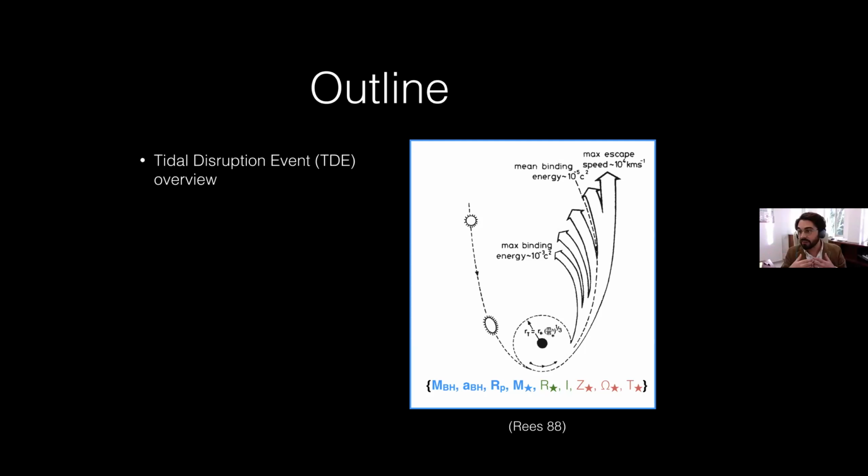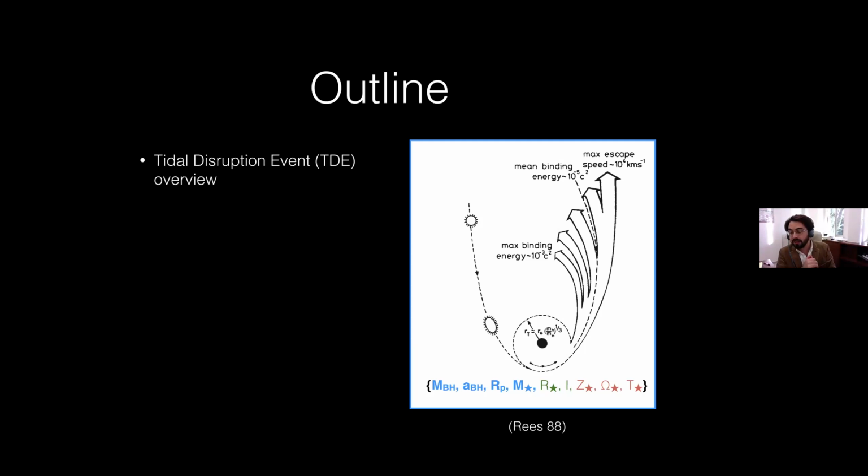These debris streams have typical eccentricities of order 0.99 or greater. About half of them are unbound. Half of the mass is unbound from the black hole and flies off to infinity, but half of the mass remains bound and eventually comes back to pericenter to begin dissipating its orbital energy and emitting radiation that we can see here on Earth.